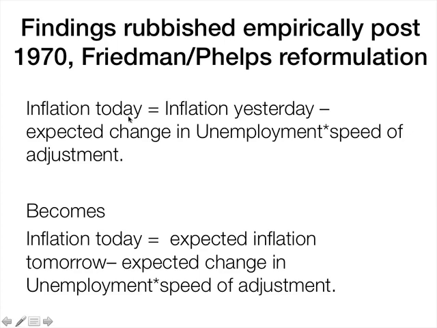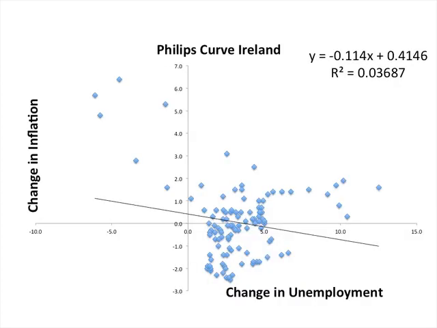And so the expectation augmented Phillips curve looks like this: inflation today is inflation yesterday minus the expected change of unemployment times a particular speed of adjustment. Okay, so that's the Phillips curve. Now what I've done is I've replicated it for Ireland for you. So here is the Phillips curve for Ireland. Here's the change in inflation, and here's the change in unemployment. This line represents what it would look like if it were a straight line. It's actually the line of best fit.